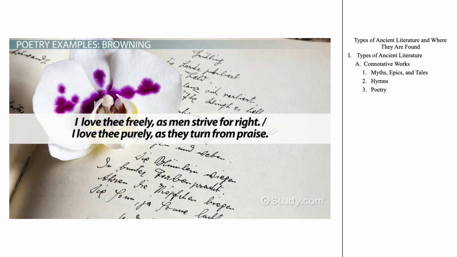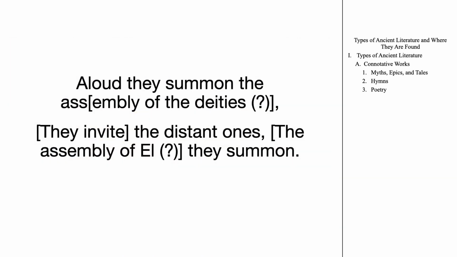For example, within the Baal cycle, aloud they summon the assembly of the deities. They invite the distant ones. The assembly of El they summon. Other poetic features not associated with sound come in the form of colorful and unusual language, rhetorical figures, special syntax, and alliteration.